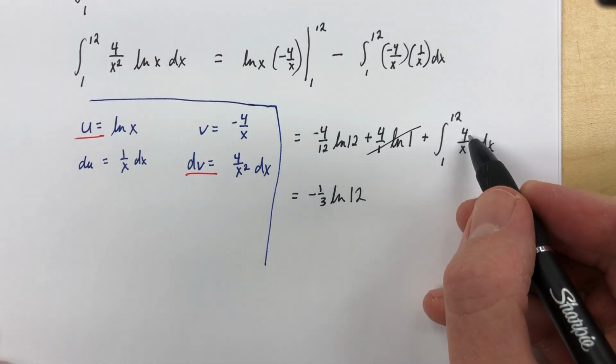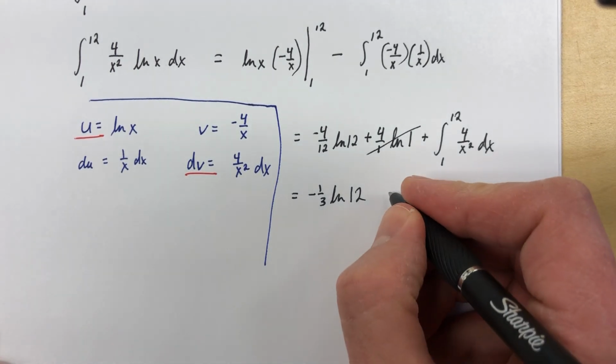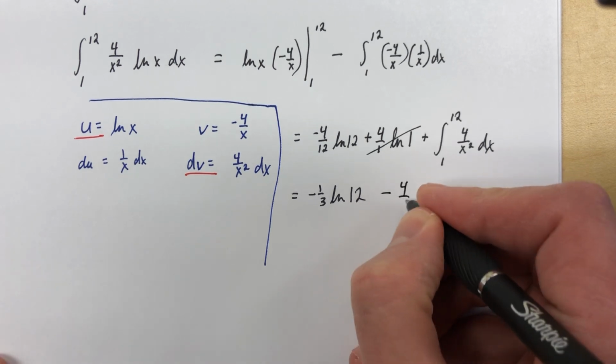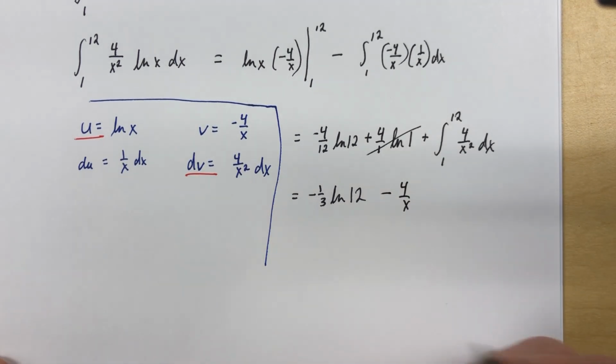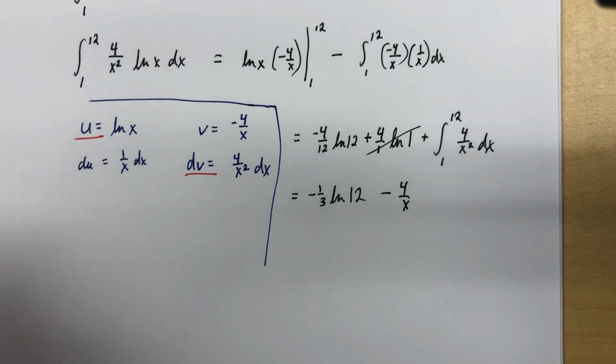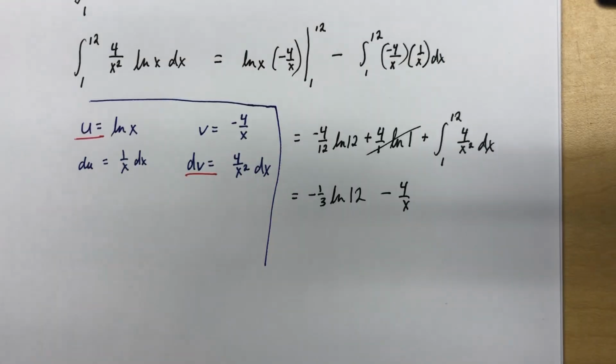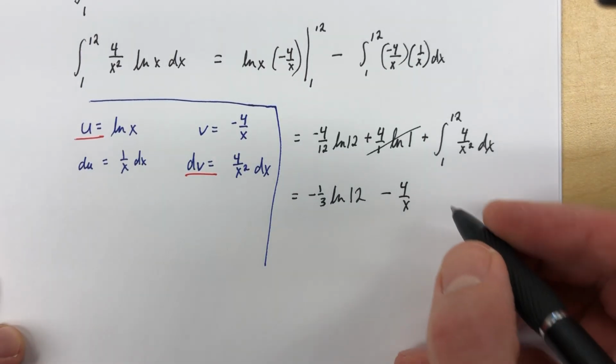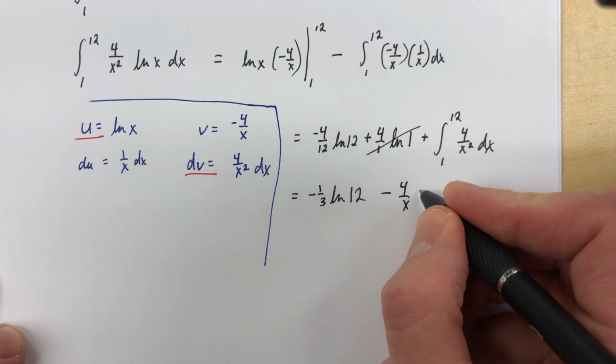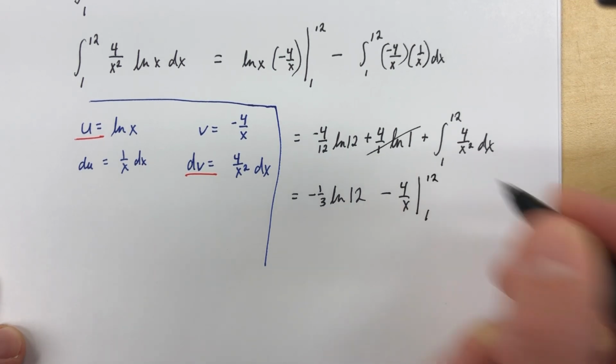But we can take the integral of 4 over x squared, which is, well, you've been through this, negative 4 over x. You kind of know that. There it is. There it was. It was also in part C. It was also in part B. I mean, you've done this, right? You miss this when you miss everything. So we have that, and it's going to go from 1 to 12.